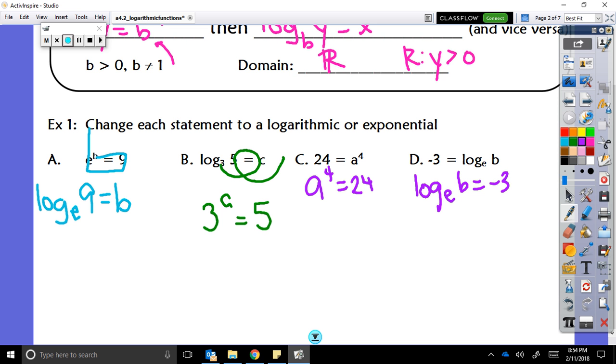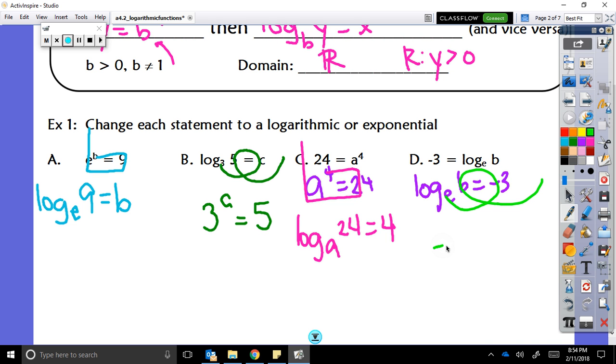Alright, so let's look at these. If we draw our L, we have log base a of 24 equals 4. And then on our other one over here, we want to draw our E to go to exponent form. e to the -3 equals b. So some of your homework is like that, just moving between the two forms.